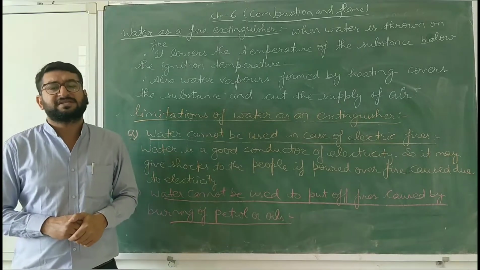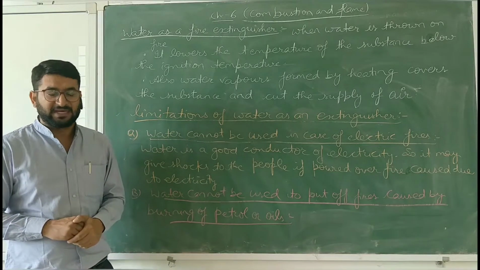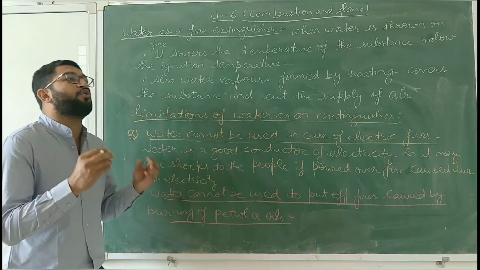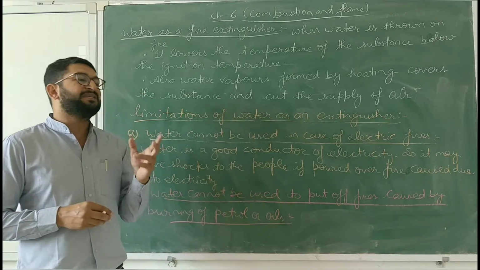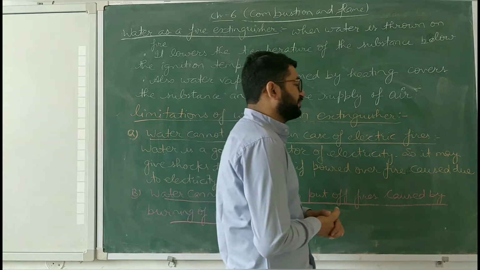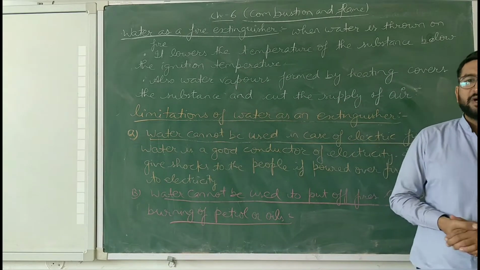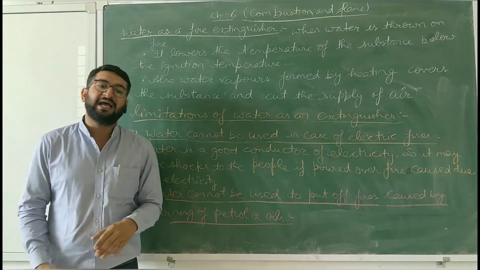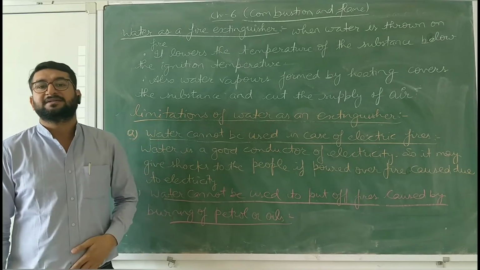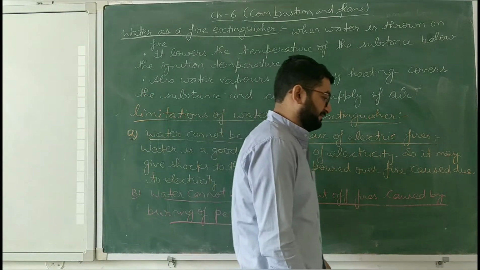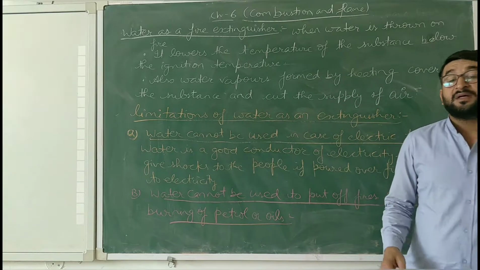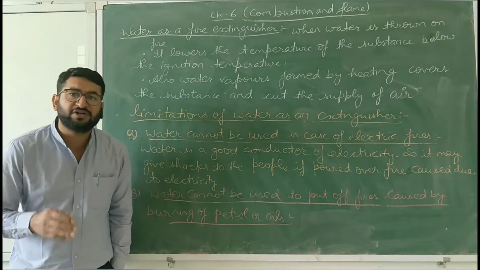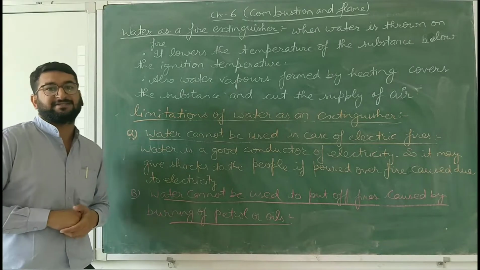Then we discussed the topic of firefighting. It is a process in which unwanted fires are prevented and controlled. Two major principles are used in this firefighting procedure. The first one is we lower the temperature of an object below its ignition temperature, so that the substance does not catch fire. The second one is we cut the supply of oxygen or air, so that in the absence of oxygen or air, there would be no combustion.